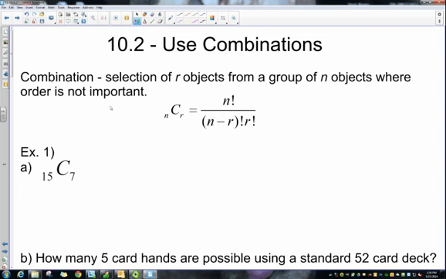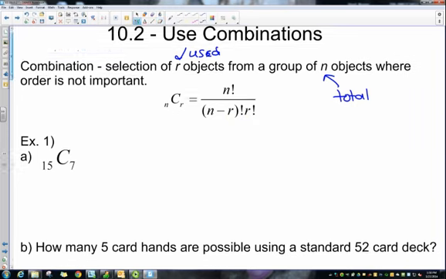So the formula is slightly different. It's nCr. n is still your total, remember we said that last time. r is how many are being used. But again, the order is not important. So nCr is n factorial over n minus r factorial, times r factorial. That's all the same. This is the new part from the permutation. I've got that extra r factorial down there. So there we go. That's the difference.